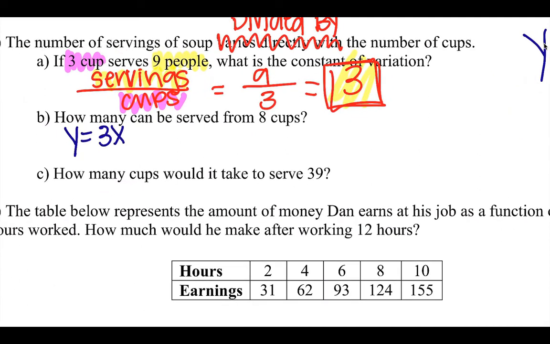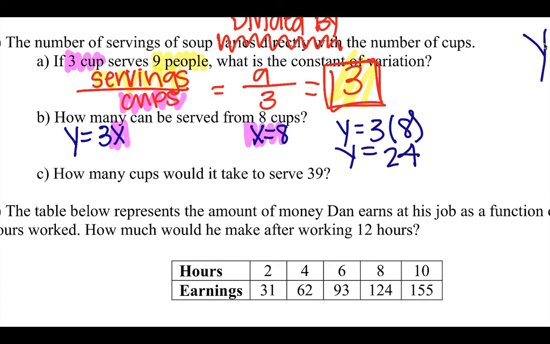And it wants to know for 8 cups. So x is the number of cups, which is 8, and I'm just going to plug in 8 for x in this equation. So I've got y equals 3 times 8. So y equals 24. So if I have 8 cups, then 24 can be served.